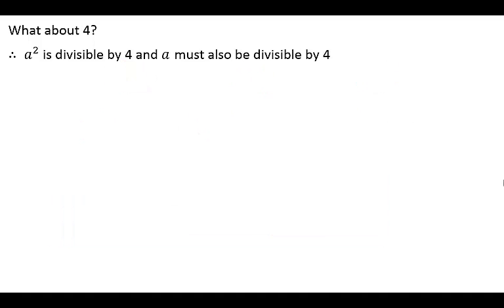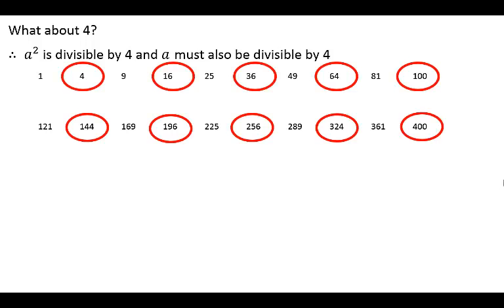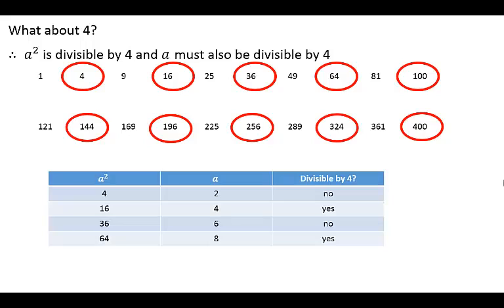What about 4? And this is the last one we'll look at. So a squared is divisible by 4 and a must also be divisible by 4. Let's have a look at that. The first 20 square numbers, all of these are divisible by 4. When a squared is 4, a is 2. Is that divisible by 4? No. It is some of the time: 16 is a squared, a is 4, which is divisible by 4. So it works some of the time, but not all of the time.